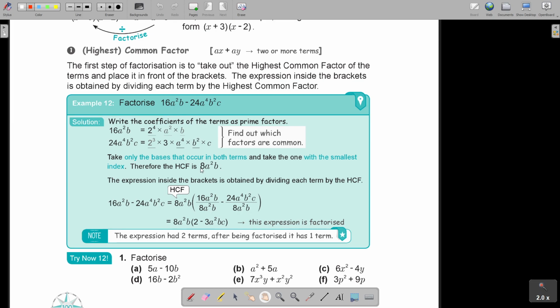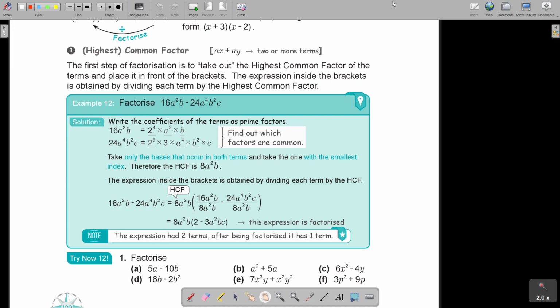And then don't forget, I just take this and I divide, and I take this and I divide. So I take the term and I divide by the highest common factor. I just showed you, I don't have to show that. And then I just write the answer. So the expression has 2 terms. After being factorized, it has 1 term. This is very important for simplifying. So there were 2 terms, but now it's only 1 term.